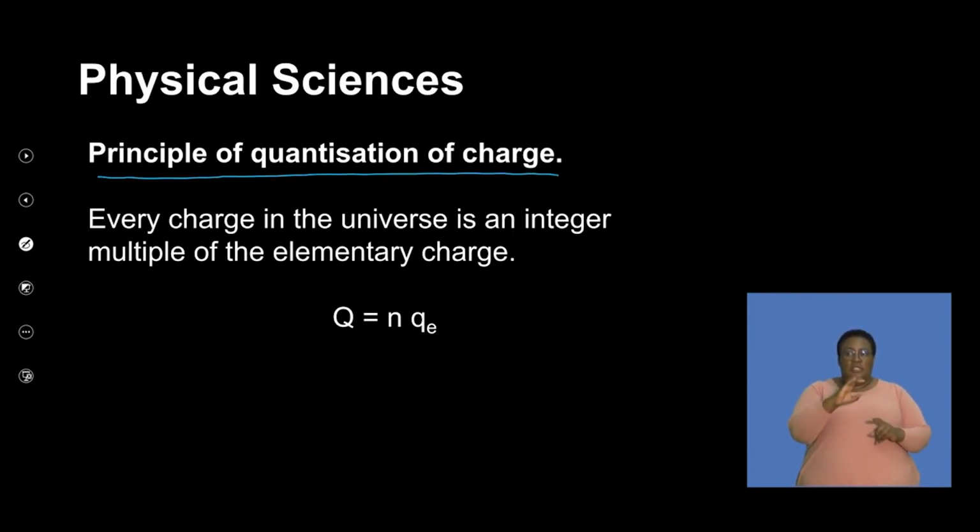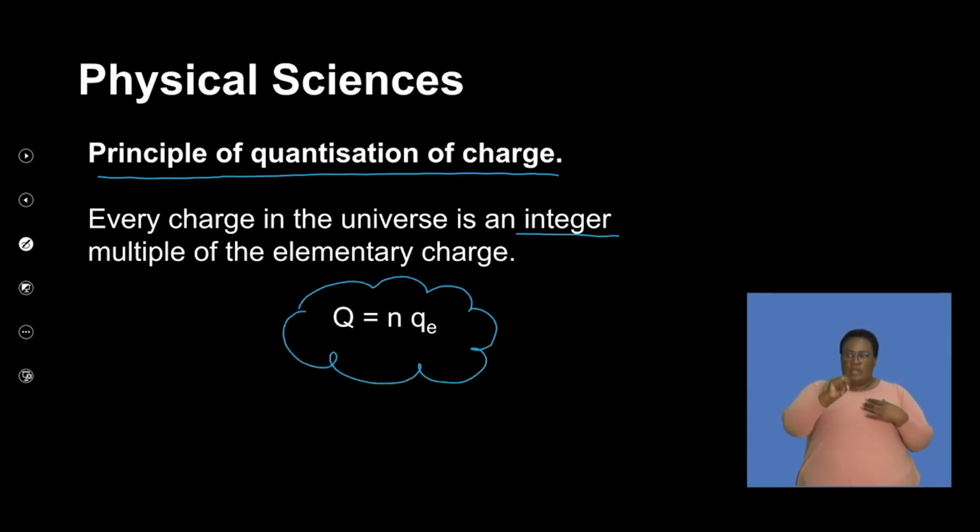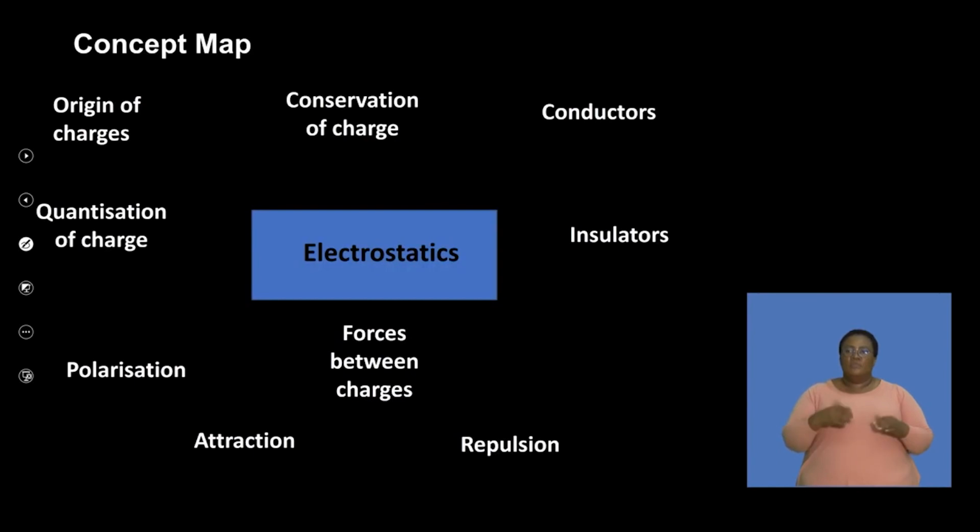To arrive at the principle of quantization of charge, ultimately we are saying that every charge in the universe is an integer multiple of the elementary charge, which takes us to this mathematical equation, which is what the principle of quantization of charge is all about. Remember, mathematically an integer is a whole number. So the number of electrons cannot be 1.5 or 3.2. It should be a counting number of electrons added or removed. That's basically the main idea as far as the principle is concerned.